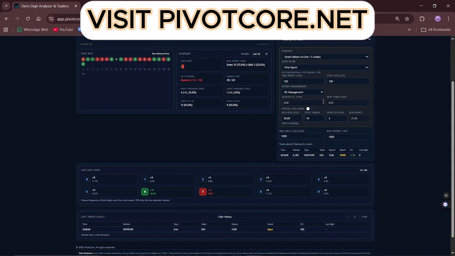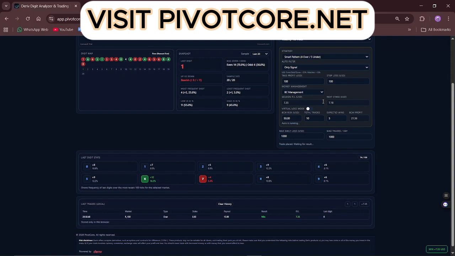This isn't just another bot, it's a professional tool that automates your logic so you can trade 24/7 without being glued to your screen. Whether you're a seasoned trader or just starting out, PivotCore takes the guesswork out of the market. Let's dive into the platform. PivotCore.net offers a seamless interface that connects directly to your Deriv account. The setup is fast, secure, and incredibly intuitive.